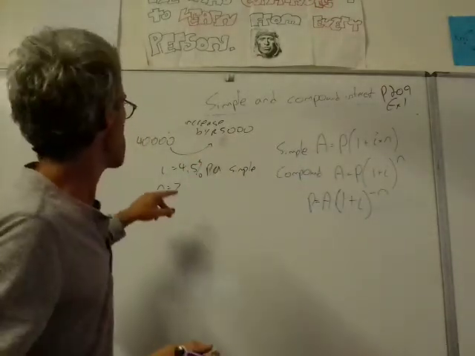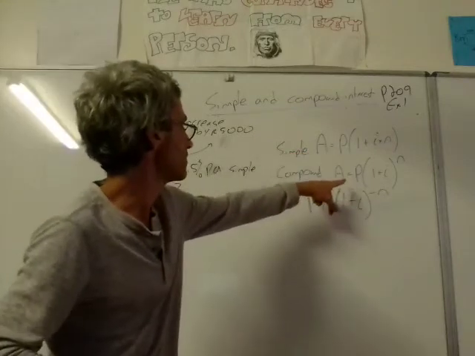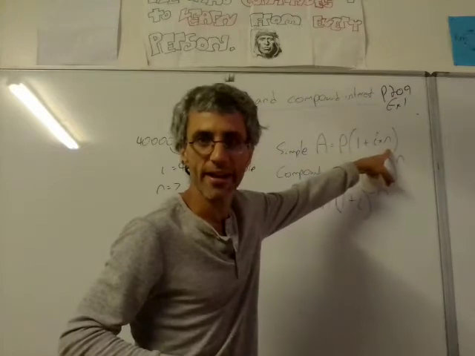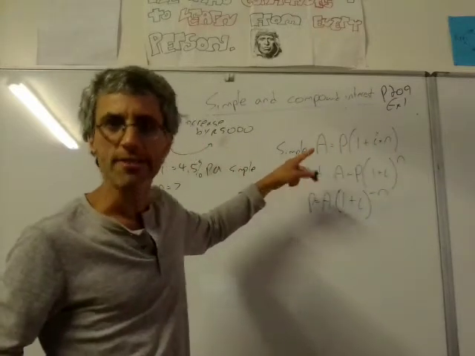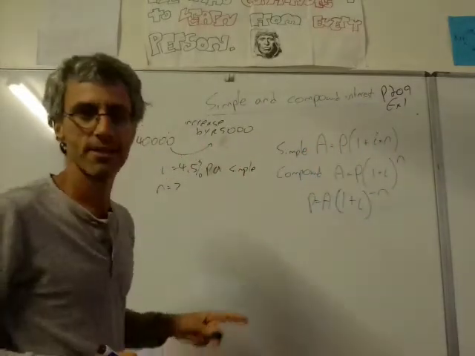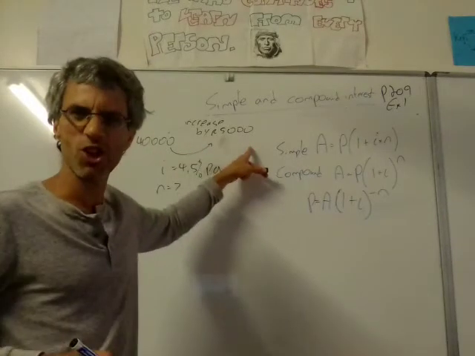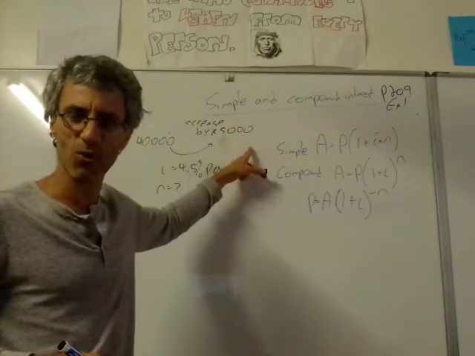So I know the P, okay? We're using simple. I know the P. I know the I. I don't know the N. Do I know the A? Yes. What is the A? Is the A 5,000? Starting with 40,000 and eventually getting 5,000? That can't be right. What is the A?